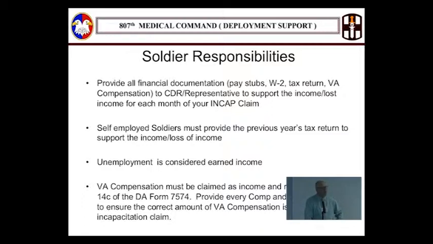Another problem we run into is if we see spikes in income. Last year said this person made $35,000. This year they're making 100. Well, yeah, they don't like discrepancies from month to month. And if the numbers don't add up, they're going to catch it at the RSC level and say, why did the soldier make $3,000 this month and $7,000 this month?